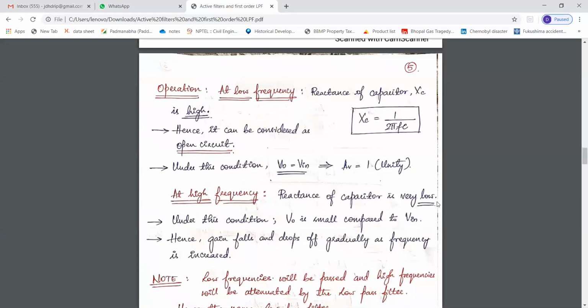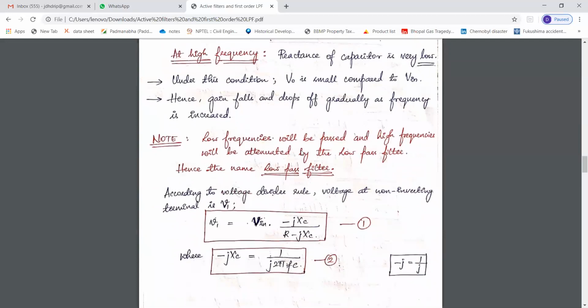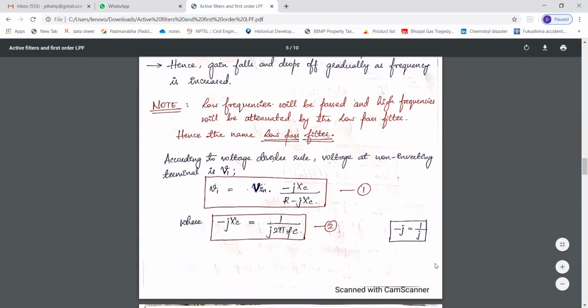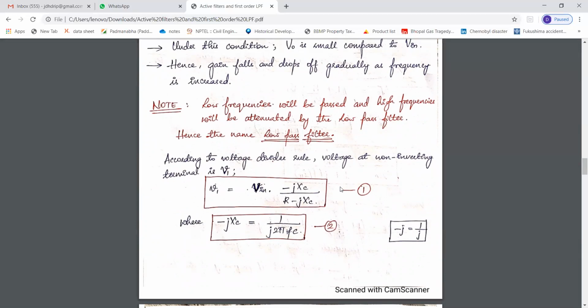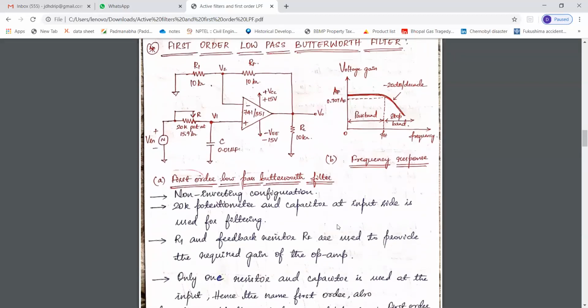So this is the operation of the first order low pass Butterworth filter. This is the logic of operation. And note, low frequencies will be passed and high frequencies will be attenuated by the low pass filter, hence the name low pass filter. Now we will analyze the circuit. Now we are going to apply the voltage divider rule at the non-inverting terminal, and we are going to find the voltage V1.